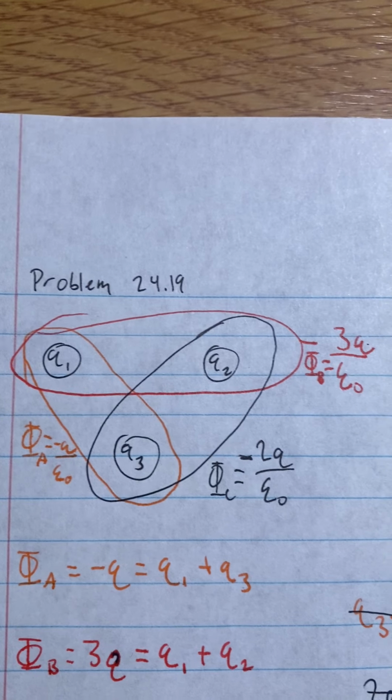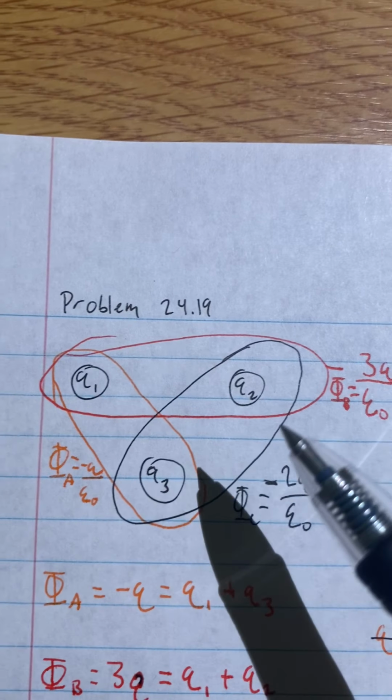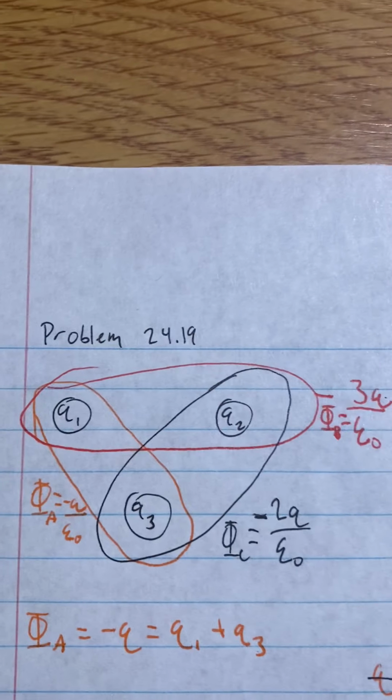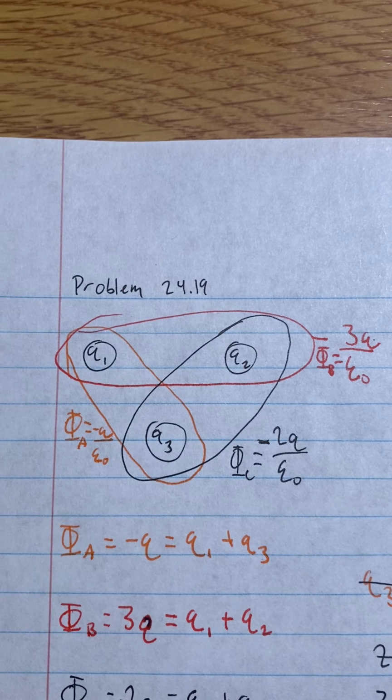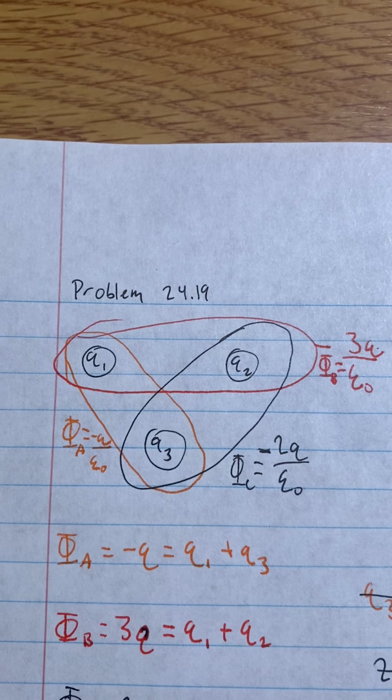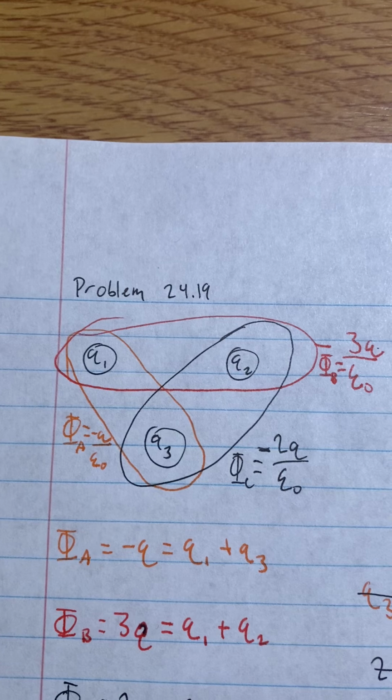Here we have problem 24.19 with 3 point charges and 3 surfaces with 2 point charges in each one. And we're also given the amount of flux going through each surface. We also know that the point charges are on the same plane as the surfaces, meaning they're not above or below the surface. So from that, we can solve for the value of the point charges going through each surface.